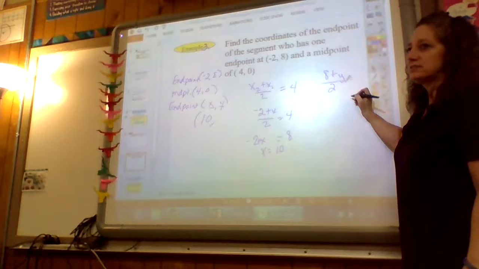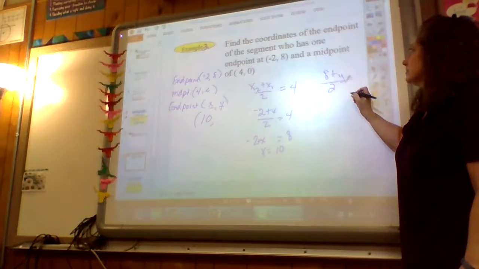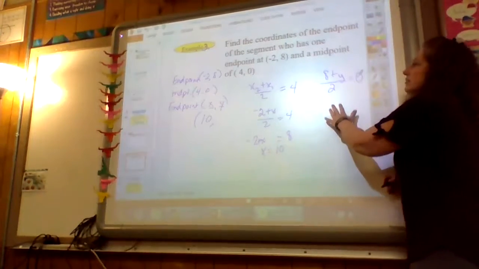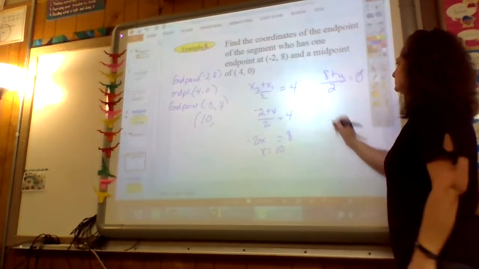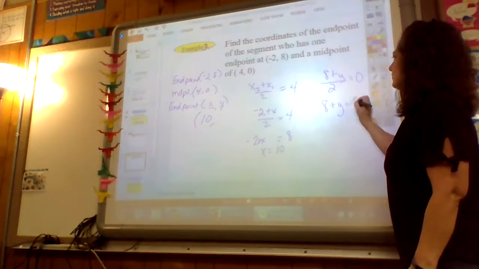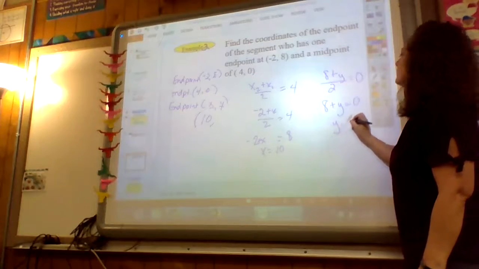So for now we're doing y. So 8 plus y over 2 equals 0. There we go. So we then have to multiply everything by 2, and then it doesn't do anything, and then subtract 8, so y equals negative 8.